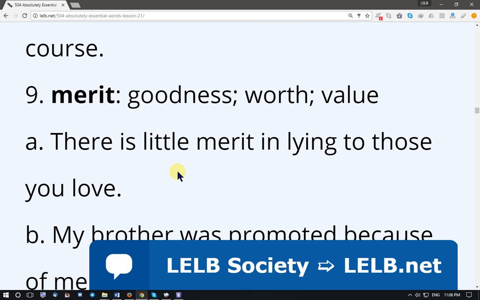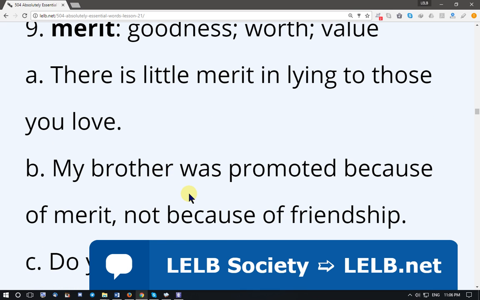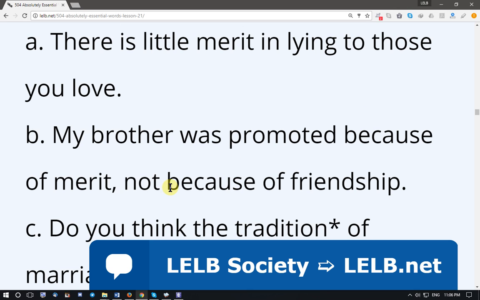There is little merit, and I believe that there is no merit at all in lying to those you love. It means that actually there is no advantage in telling lies to those you love, to anybody, particularly your beloved. My brother was promoted because of merit, not because of friendship. That is great. We have meritocracy.